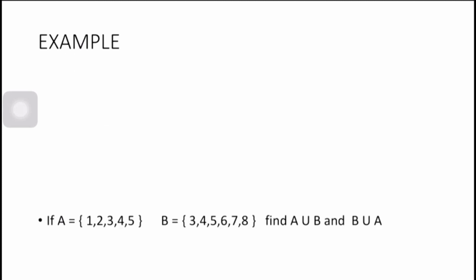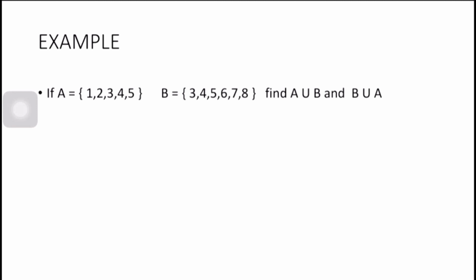Now let us try to understand union of sets through one example. Here given A is equal to the set of 1, 2, 3, 4, 5. B is equal to the set of 3, 4, 5, 6, 7, 8. Find A union B and B union A.